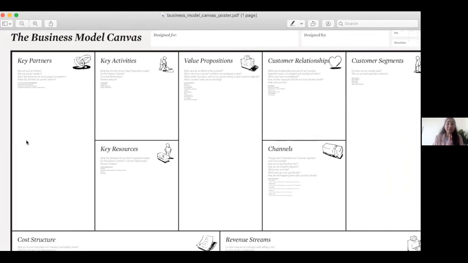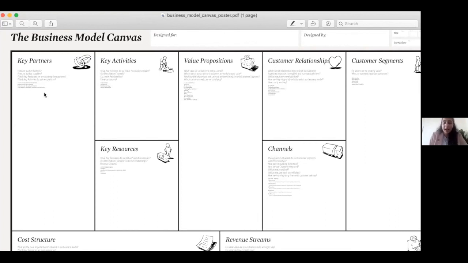Then you have your key partners. Key partners is, for example, anything that's strategic, or key suppliers that you need that will help you deliver your value proposition. So anything that you don't do yourself. Key resource is something that is in-house that you directly need to deliver your value proposition.